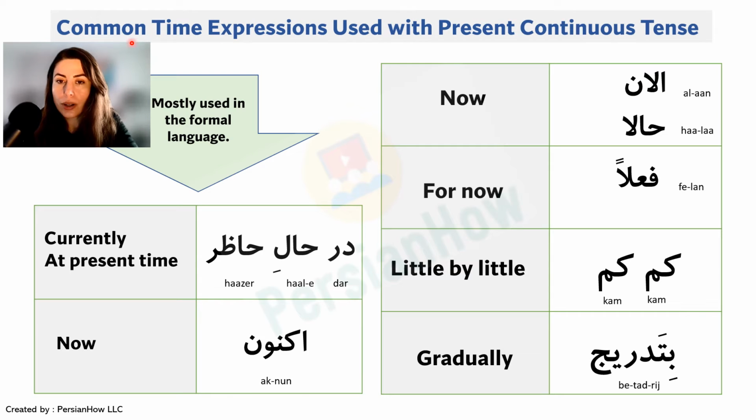Now let's go over some common time expressions used with present continuous. The first one is الان, or حالا. Both of them mean now. And then the second one is فعلا, for now. For example, for now I'm doing the dishes, I'll watch TV later. Something like this. And again, it's pronounced فعلا.